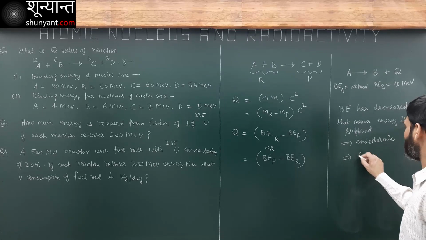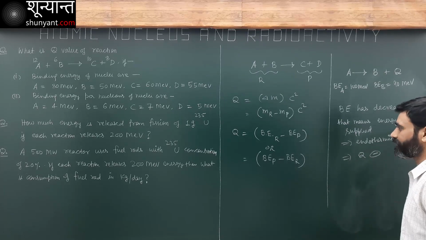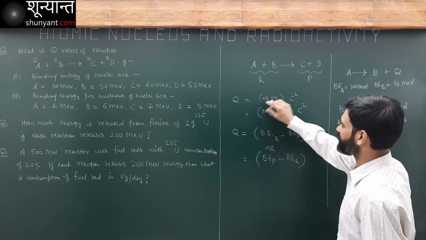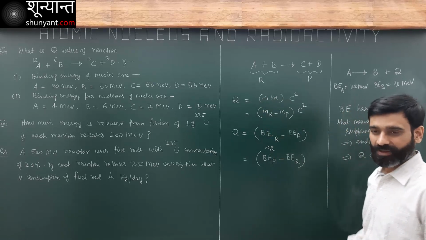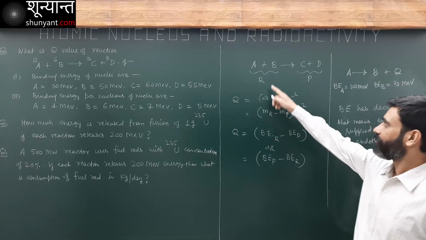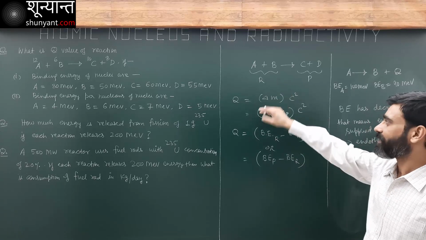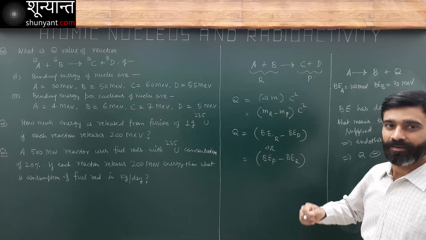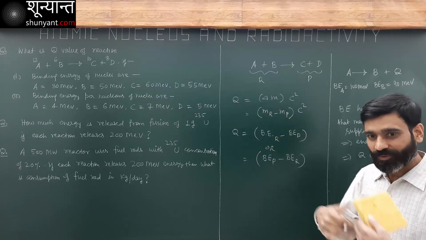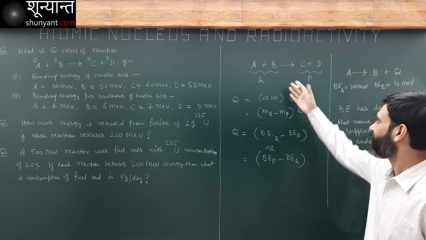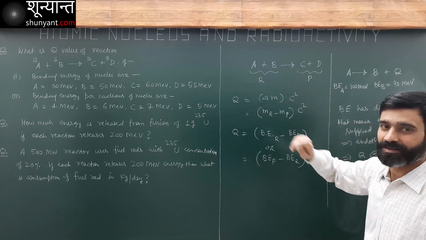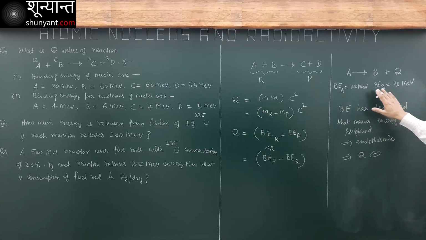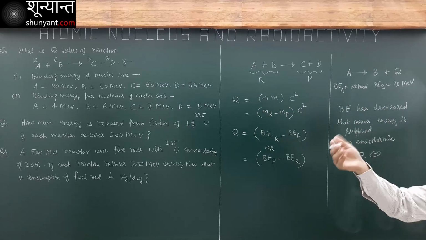That means what is Q? Then Q will be negative. Q should be negative. This term should be negative. We are supplying energy. That means the mass of the reactant is less than the mass of the product. We are supplying energy, so that energy converts into mass. That's how the mass of the product increases compared to the reactant. And in that case, Q will be negative.